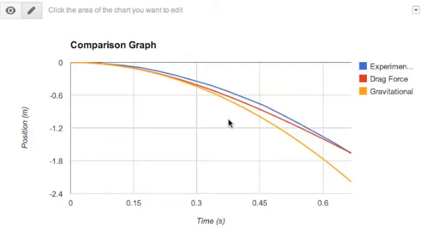As you can see, while the drag force matches well at the beginning and the end of the graph, we can see that the acceleration in between still doesn't quite match. This is most likely related to an improper calculation in the magnitude of the drag force.